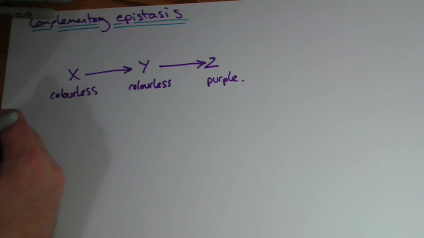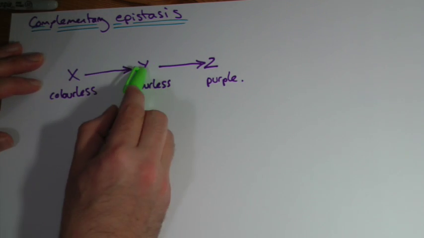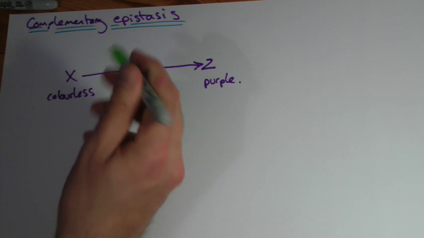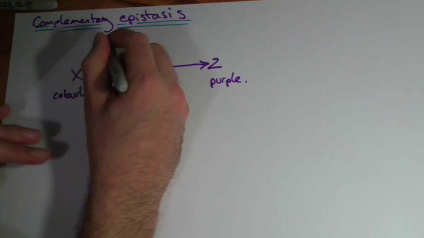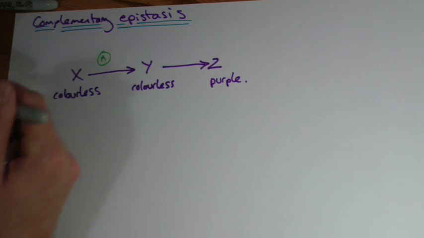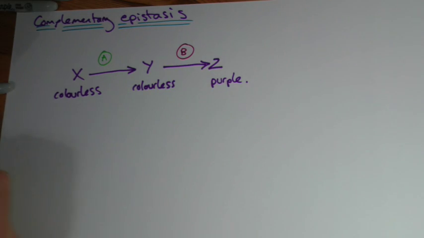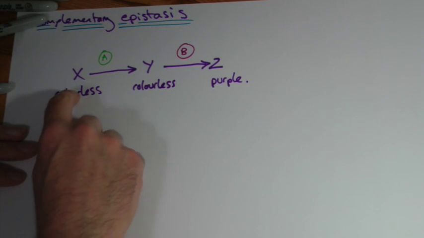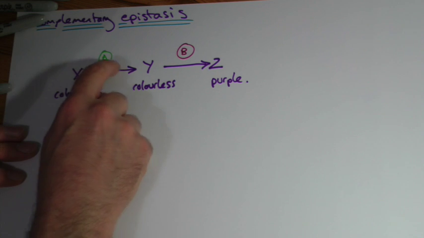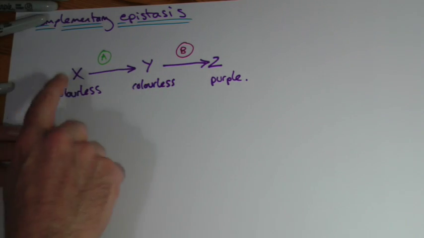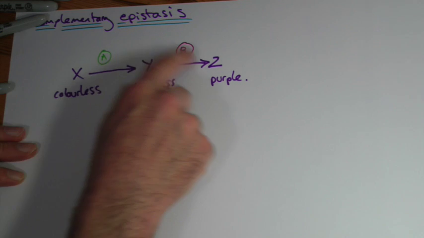What they found was that in any kind of biochemical pathway, we hopefully know by now that enzymes are specific. So an enzyme that turns X into Y will only do that job. An enzyme that turns Y into Z will only do that job. So let's call this one enzyme A, and a different enzyme, enzyme B. To turn chemical X to chemical Y, you've got to have A present, and to turn Y into Z, you've got to have enzyme B present. To get all the way to purple, they both have to be present.